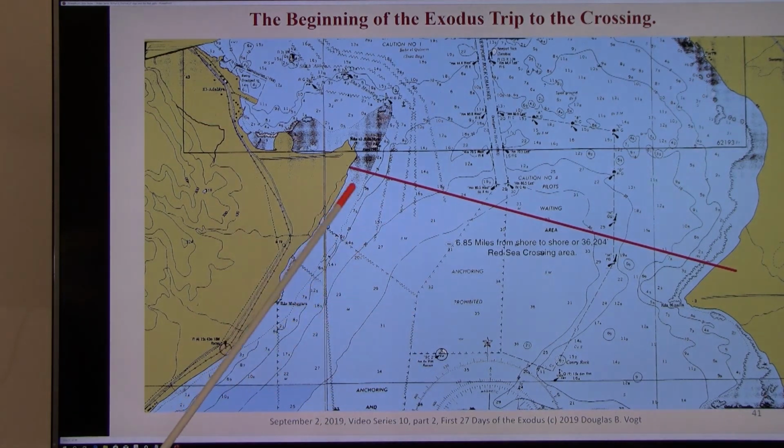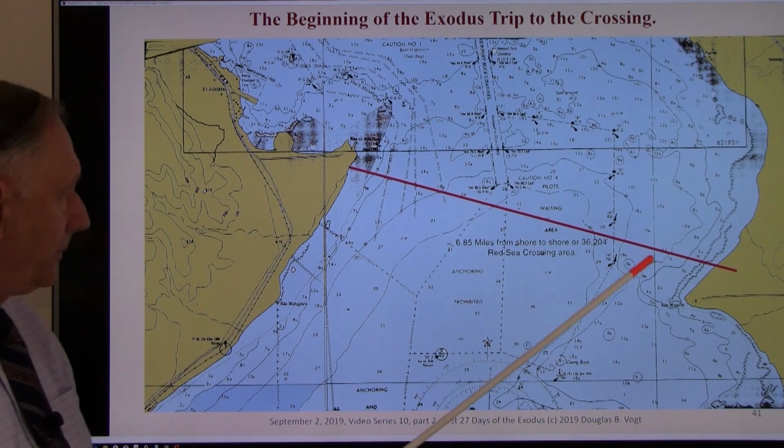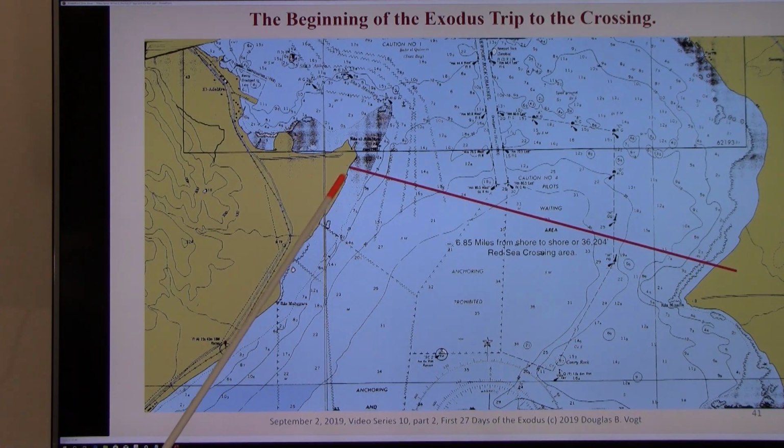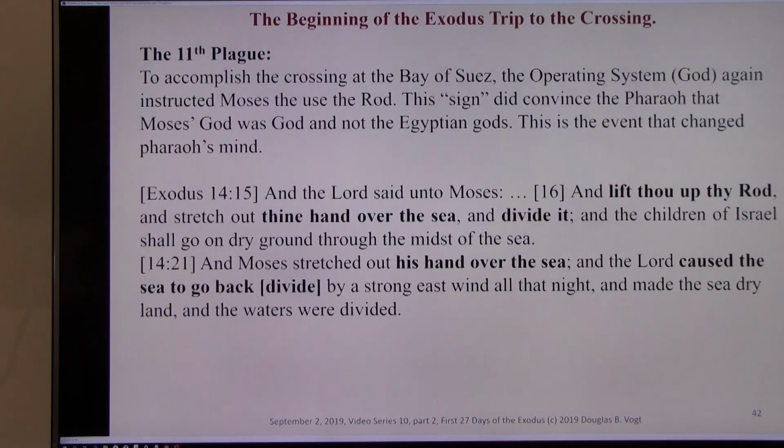Here's a bathymetric map of it. It's about 90 to 100 feet deep here from there to here, along here. The 11th plague. I said there were 12. You're going to find out.